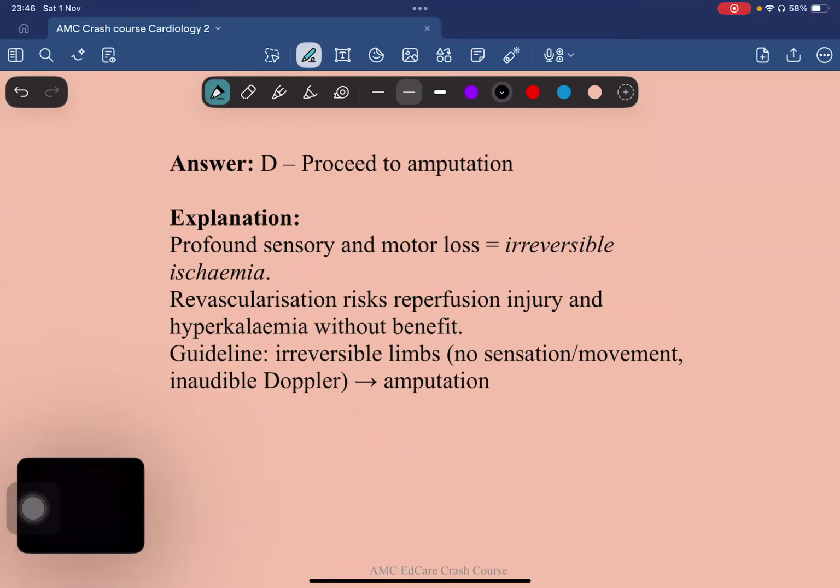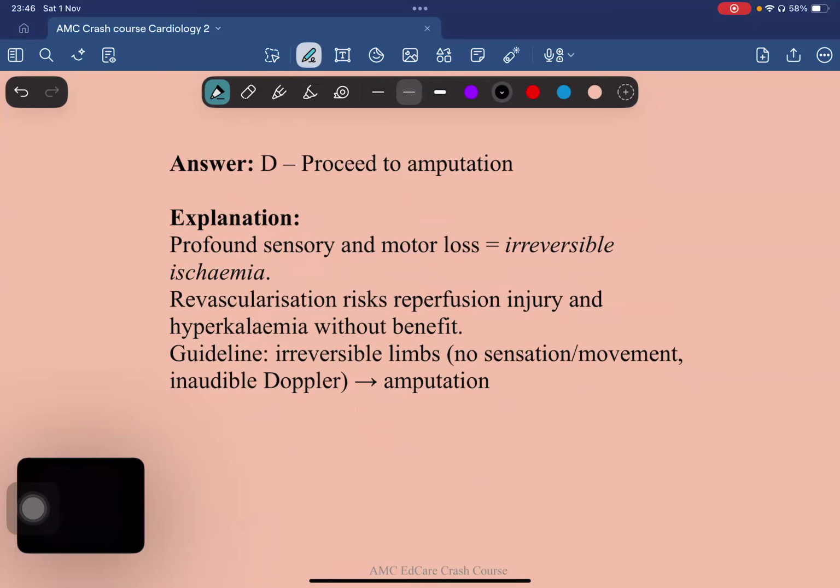Revascularization risks reperfusion injury and hyperkalemia without benefit. If you're revascularizing a non-viable limb, it risks reperfusion injury and hyperkalemia, and that can often lead to death. So it's very important to make this decision. And this is what AMC does.